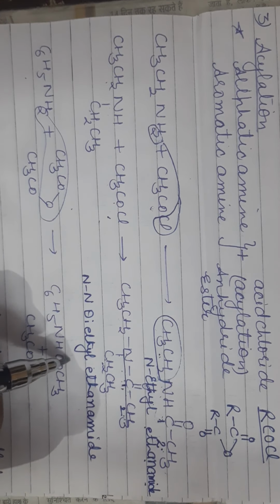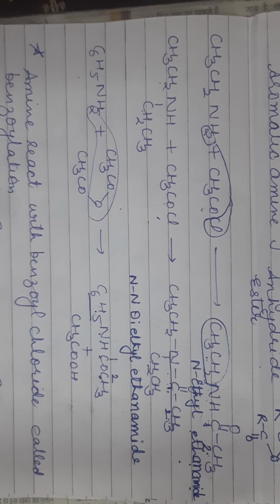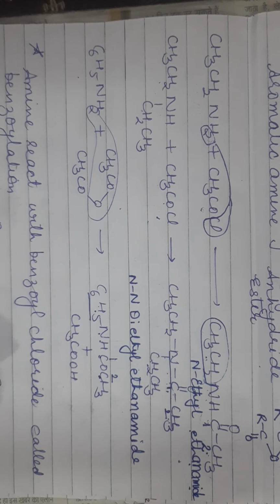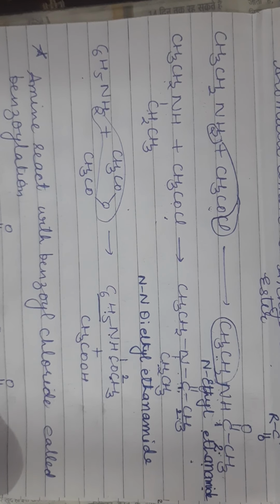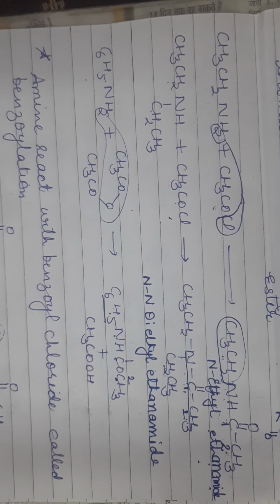Amines reacting with benzoyl chloride is called benzoylation. Here the acid chloride is benzoyl chloride, which is obtained from benzoic acid. So benzoyl chloride on reaction with aliphatic amines gives you what? An N-alkyl benzamide. This is your compound.